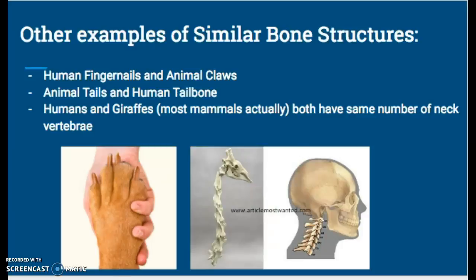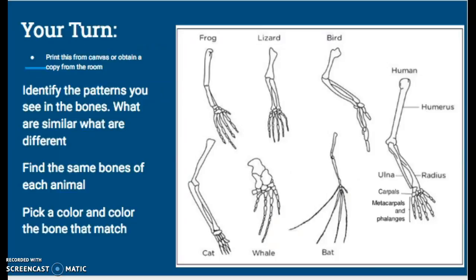Okay, so here's what you're going to do for this assignment. I want you to print this out from Canvas or obtain a copy from the classroom, and you're going to identify the similar bones. Okay, look at these, study what's similar, what's different, and then I want you to find the same bones for each animal. Okay, you can see that they're labeled on the human. We got the humerus here. Find the humerus on the bird, find the humerus on the lizard and the frog, and I want you to color them the same color. Okay, and do the same thing with the radius.